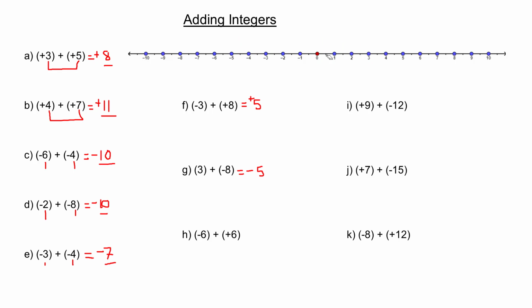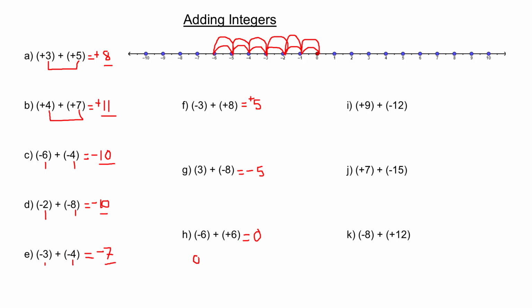Okay, let's get rid of that. Okay, so H here. Negative 6 plus 6. Negative 6, so that's the first number. We would go 6 to the left. And then we're going to add positive 6. So from this point, I would go 6 to the right. So 1, 2, 3, 4, 5, 6. So notice I end up exactly where I started. So those add to 0.